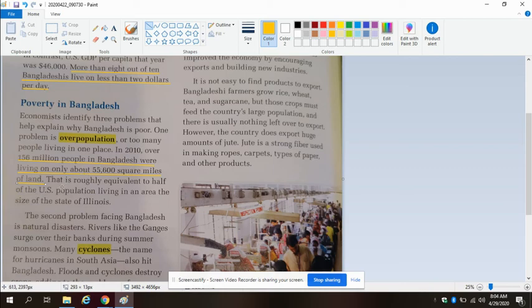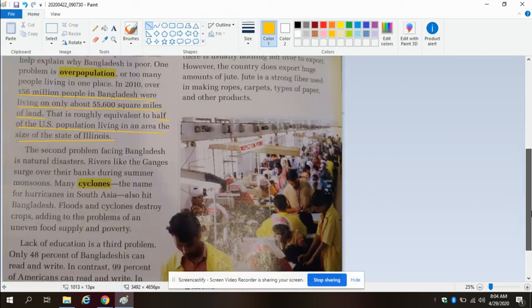But for some people, that might be hard to imagine, 156 million people on 55,600 square miles of land. So if we keep reading, that is roughly equivalent to half the U.S. population living in an area the size of the state of Illinois. So this is a little bit easier to picture because I'm picturing a lot of people, like half the population of the United States, squeezed into one small state of Illinois. That's how crowded it is in Bangladesh. So you can go ahead and keep on reading.